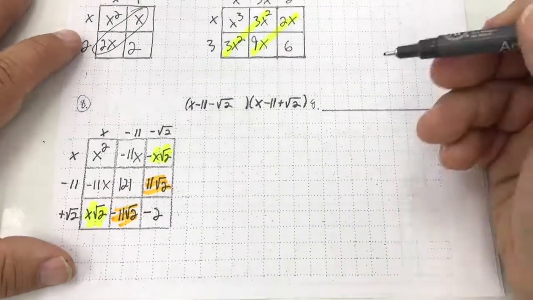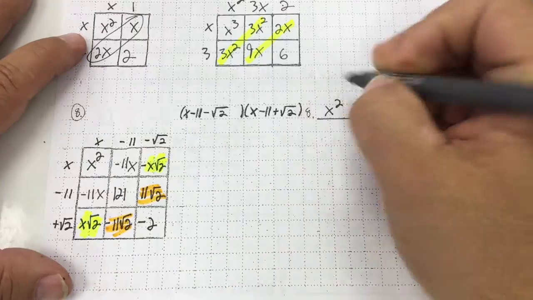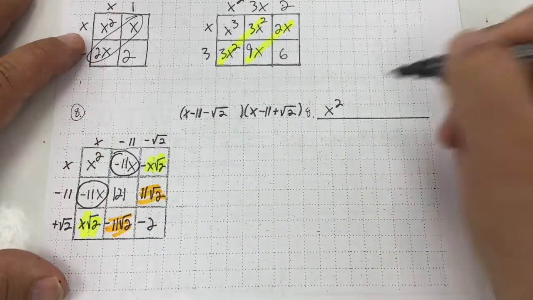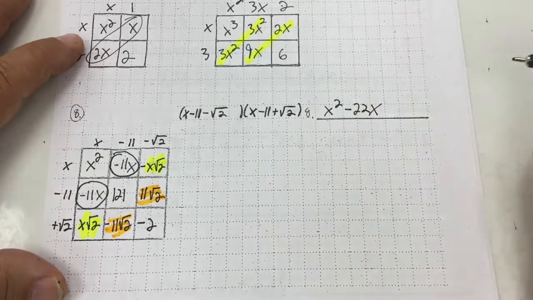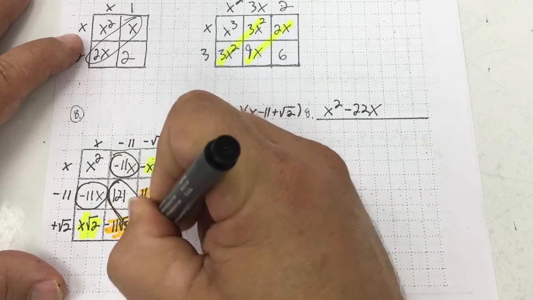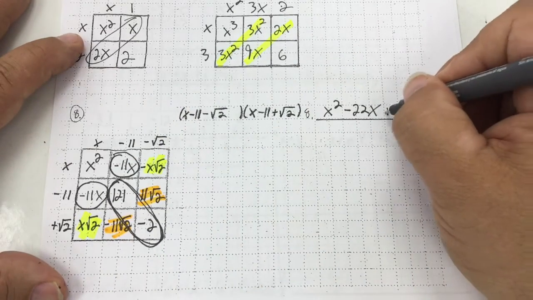So now I'm going to CLT, combine like terms, and the x squared comes out by itself. And then I look for something that combines with negative 11x, and that's going to be negative 11x. So that gives me minus 22x. Now I want to see what else combines, and the 121 and the negative 2, they also combine. So 121 minus 2 gives me positive 119.